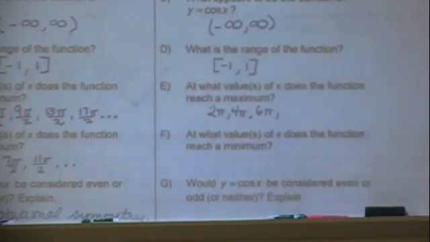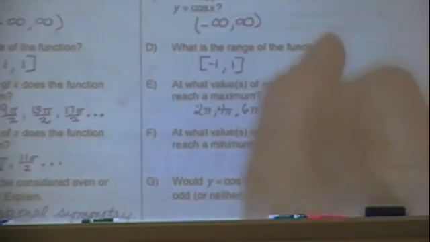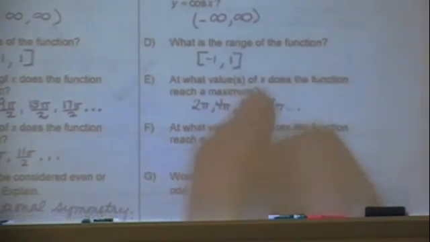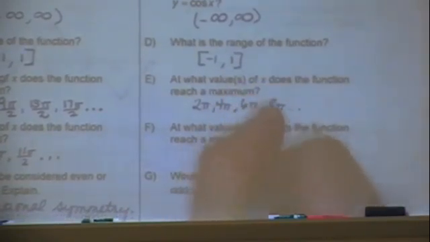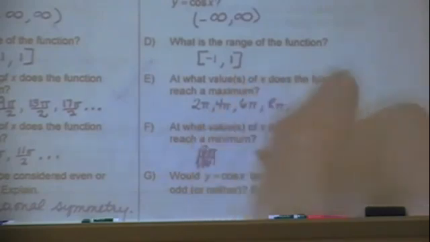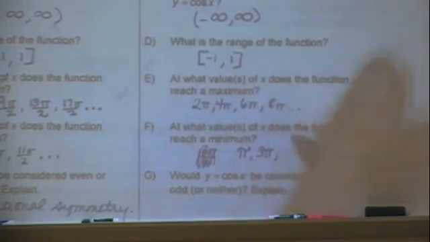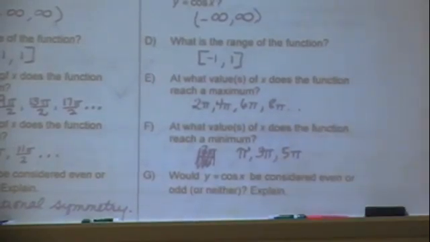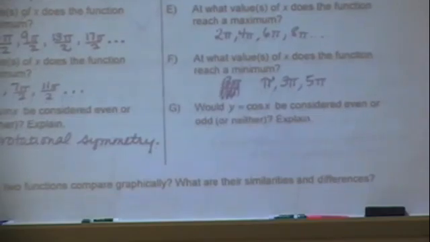What about the minimums? Where are they? 3 pi over 2? Is it at 3 pi over 2? No, it's at pi. And then the next one happens at 3 pi, and then 5 pi. So the odd pies. The even pies are the maxes, the odd pies are the mins.